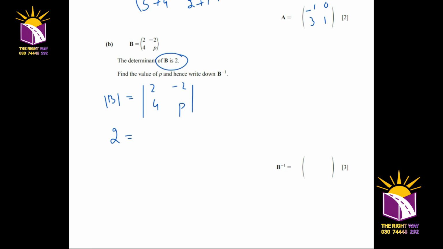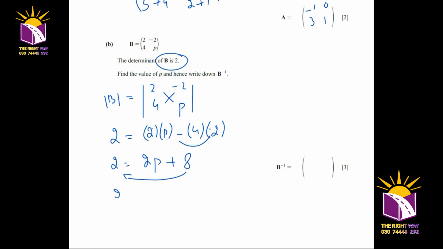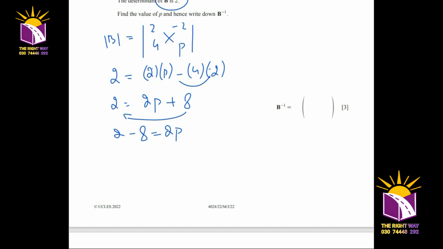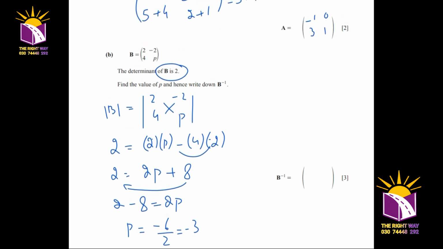Taking the determinant of this matrix, cross multiplication with a minus sign: 2 times p minus 4 times minus 2. It will be 2 is equal to 2p minus minus, plus 4 times 2, which is 8. Plus on this side, minus will be on the other side. So 2 minus 8 is equal to 2p, and your p will be equal to minus 6 by 2, which is minus 3. So p is minus 3.